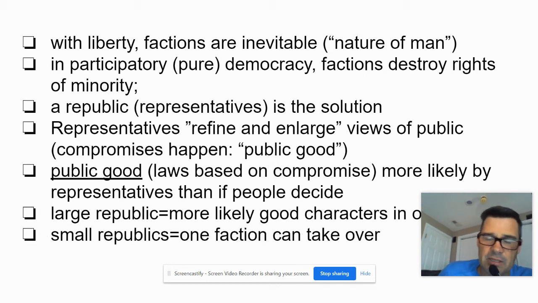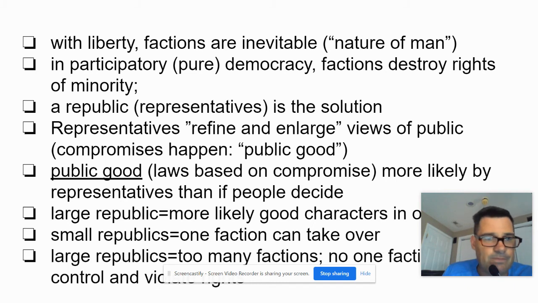The problem with having a small republic is that people's views are similar, and it's more likely that one faction will be a majority and they'll take over and then destroy the rights of the minority. So in a small republic, like a small state, a Greek city state, an Italian city state, or even in America, some small state, it's more likely that one faction will take over and ruin the liberties of other people. And of course, they're thinking about Rhode Island in this case.